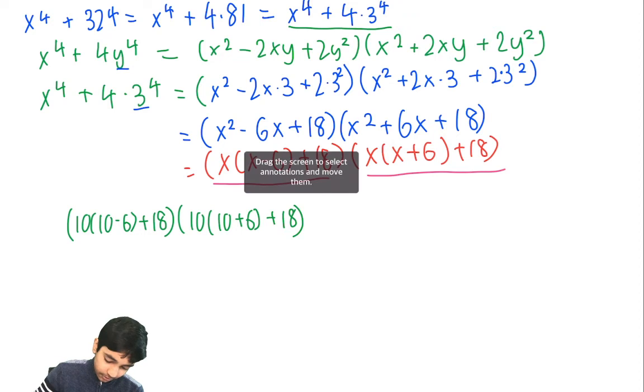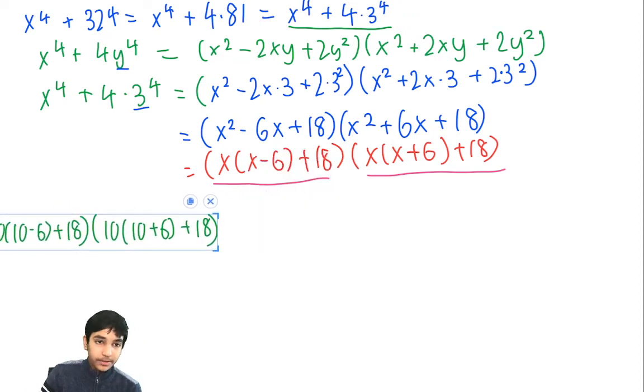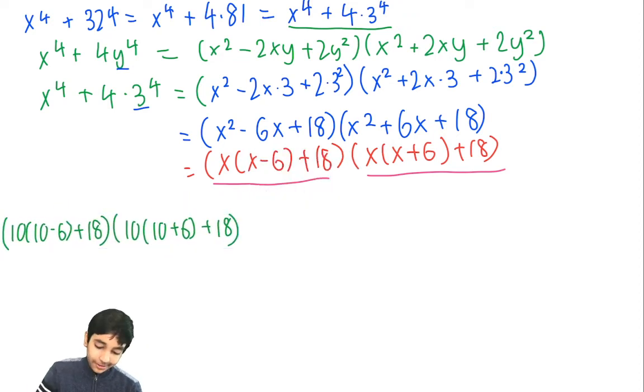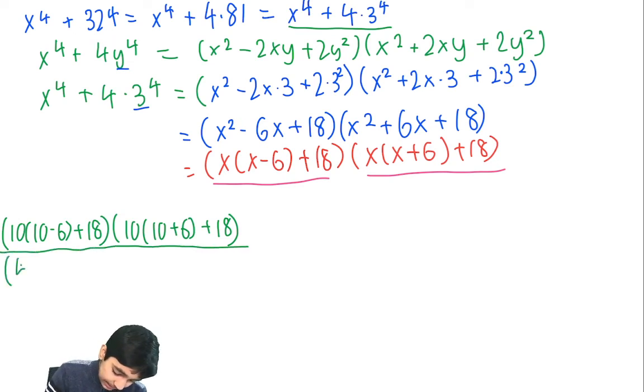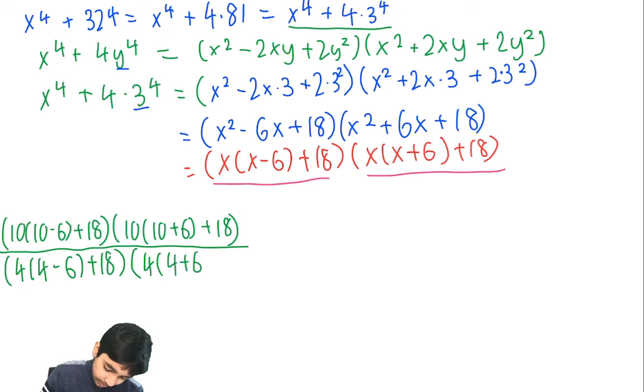Okay, so that's the first term. All the way to the right. This is going to take a lot of space to write, so I need to make sure I have as much room as possible. And then over in the denominator, I have 4 times 4 minus 6 plus 18 times 4 plus 6 plus 18.